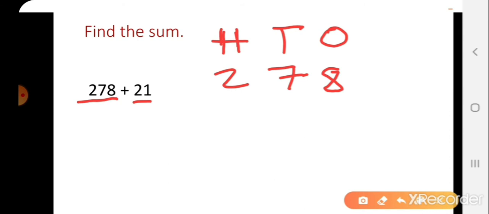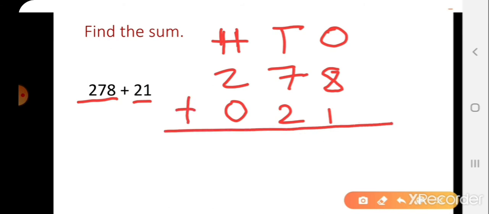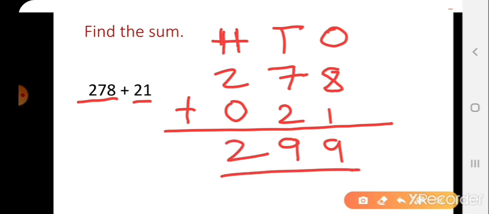Similarly, put the digits of second number under the places. Nothing is there in the 100's place, so 0 is there. So add the numbers now. 8 plus 1, the answer is 9. 7 plus 2, the answer is 9. 2 plus 0, the answer is 2. So the answer is 299.